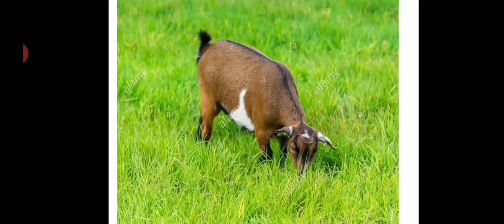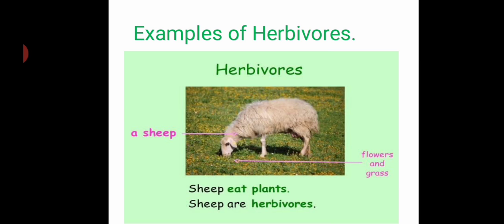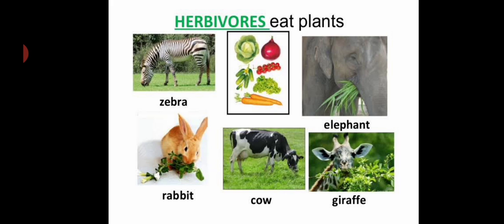Now let's go over all the herbivores we've mentioned in our lesson today. The first one is sheep. Sheep are domestic animals. They live around the house. They are herbivores. Zebra are wild animals. They live in the bush. Rabbits are domestic animals. You can find them around the house.